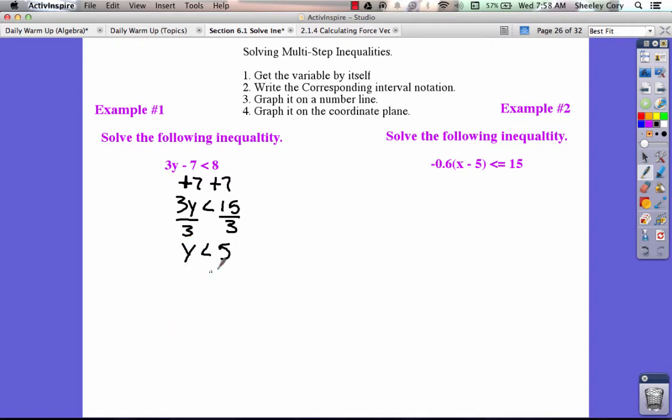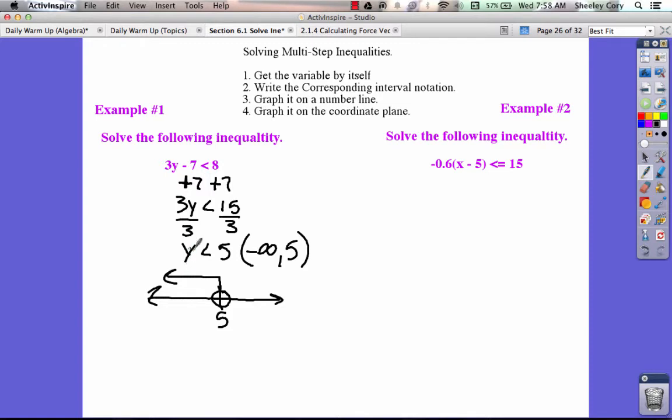Now that you've solved the inequality, you're going to write the corresponding interval notation. So y is less than 5. That means 5 is the largest. It cannot equal 5. Negative infinity is the smallest that you could be, so you're going from negative infinity to 5. Then you want to draw the number line. So if we mark 5 on the number line, we've got an open dot at 5, shaded to the left.